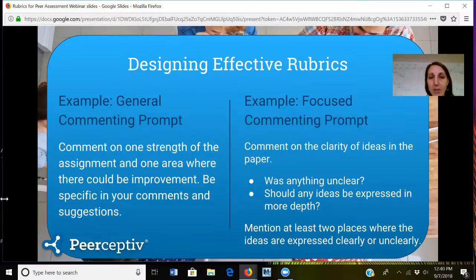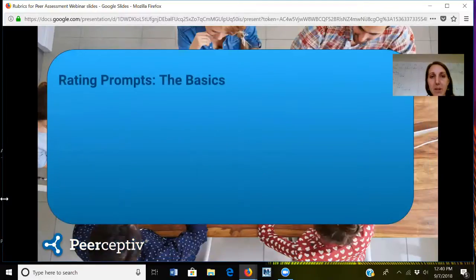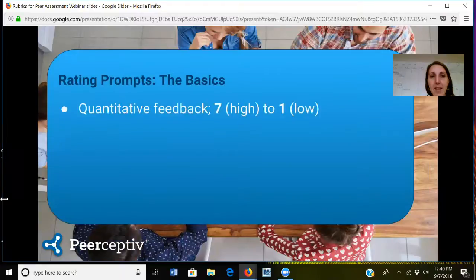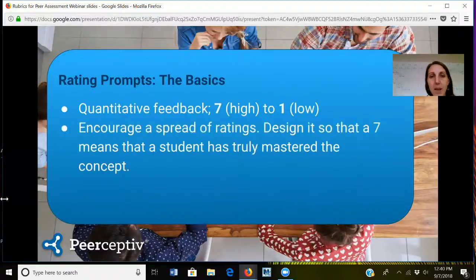So just by looking at the prompts, you can see that the quality of the feedback will oftentimes be different based on the commenting prompts. In Perceptive, there are also rating prompts. These are quantitative feedback. A 7 is a high score, a 1 is a low score. You want to encourage a spread of ratings.